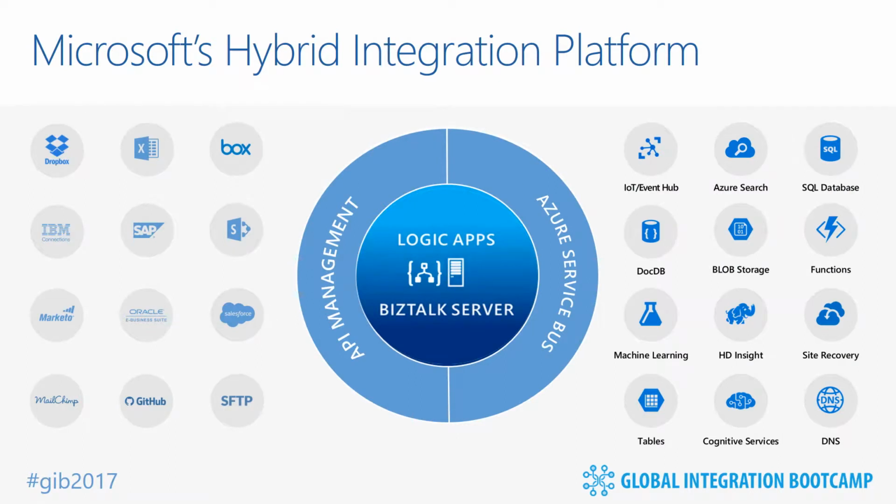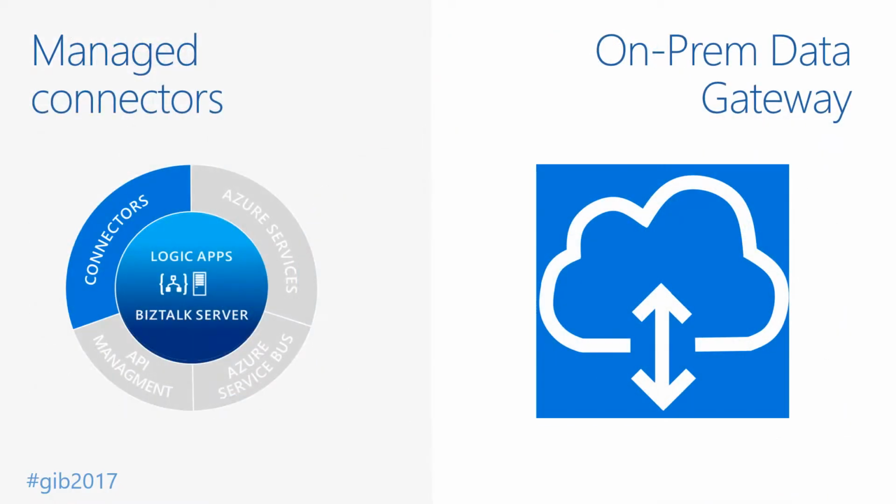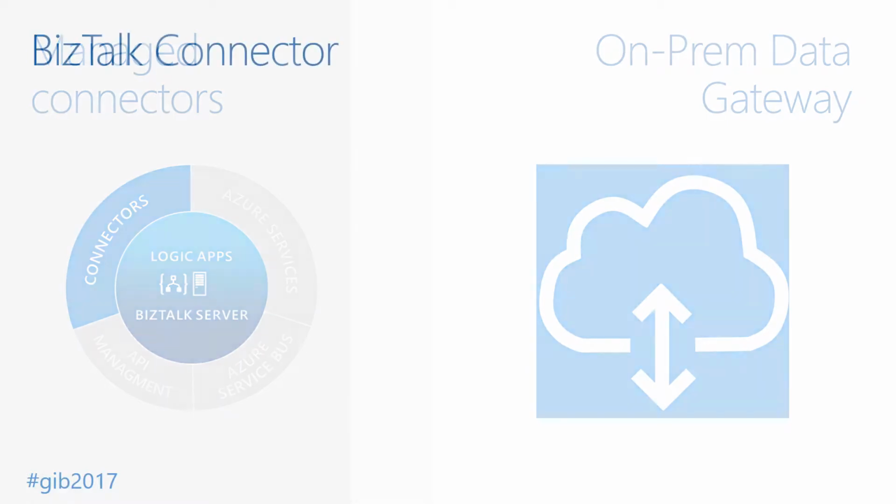So again, going back and looking at the hybrid integration platform, we talked about before how at the center of everything is Logic Apps and BizTalk Server. Logic Apps working and connecting all of your cloud resources and running workflows there, and of course BizTalk Server connecting everything on premises for you and giving you also the ability to reach out to the cloud when you need to. So the way that we do that, we have the managed connectors in Logic Apps, and one of them is a BizTalk Server connector, which again uses the on-premises data gateway to be able to reach down on premises and connect to your BizTalk Server.